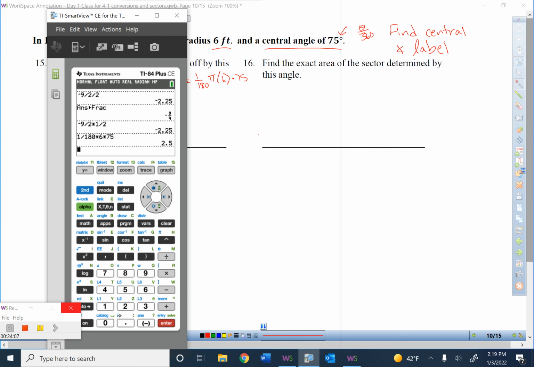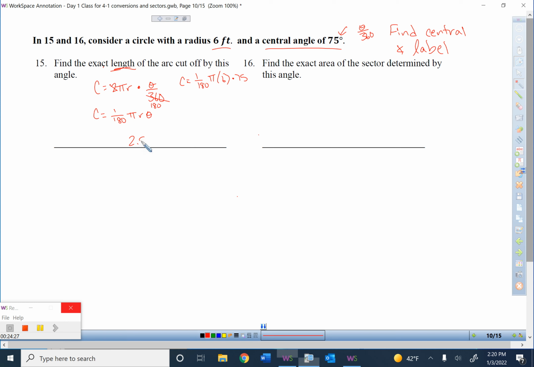So this is 2.5, don't forget the pi, with our label. And our label up here was given to us as feet. No squared because it was a length. Okay. Toughest part here is to remember that our pi, if we're leaving it out in our calculator, still has to go on our answer at the very end.